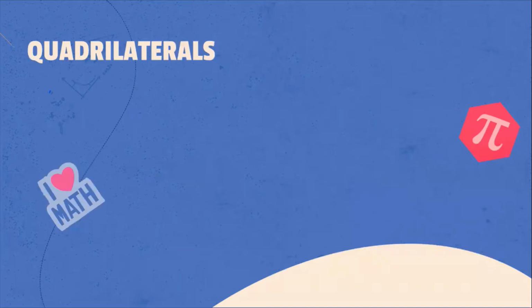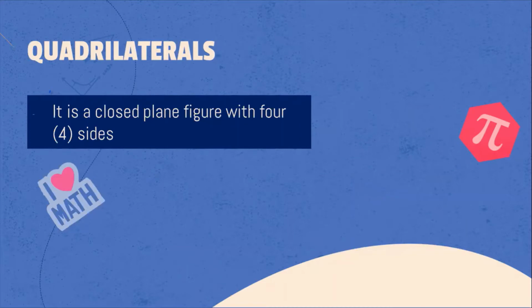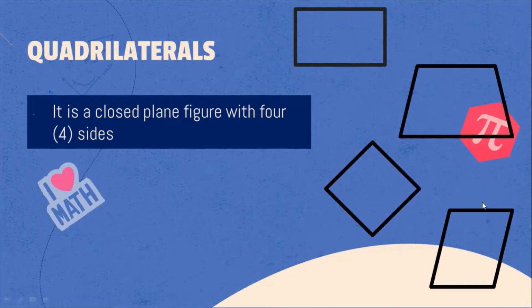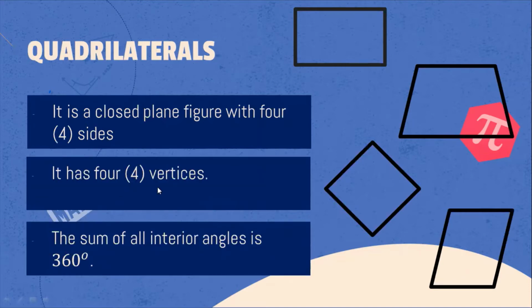What are quadrilaterals? What are the characteristics or attributes of a quadrilateral? A quadrilateral is a closed plane figure with four sides. Is this one a quadrilateral? Yes, it has four sides. Also, it has four vertices.